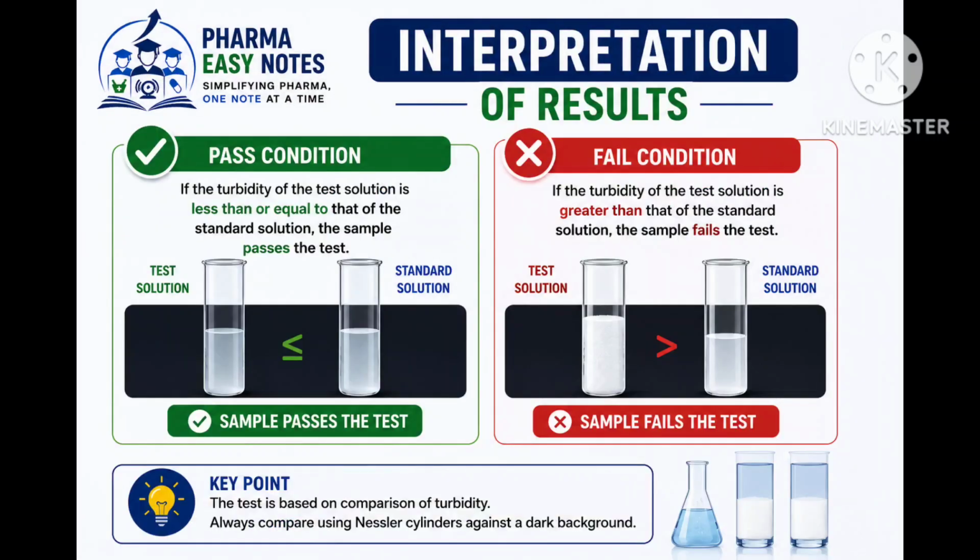Interpretation of results. Pass condition. If the turbidity of the test solution is less than or equal to that of the standard solution, the sample passes the test. Fail condition. If the turbidity of the test solution is greater than that of the standard solution, the sample fails the test.